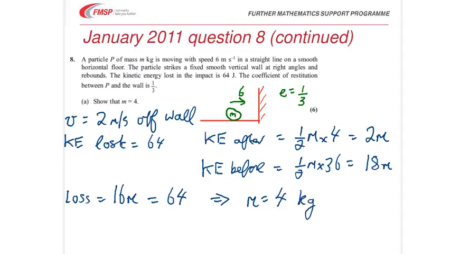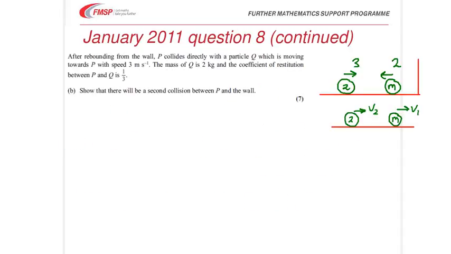Let's carry on then. The next part of the question, I've drawn the diagram already, talks about P colliding directly with the second particle Q. This is particle Q then, and this is particle P, which has just bounced off the wall. And we've got to show there'll be a second collision between P and the wall. Here's P then, and here's Q. In other words, we've got to show that P and Q afterwards will be such that P is moving away from Q towards the wall, as shown in the diagram.